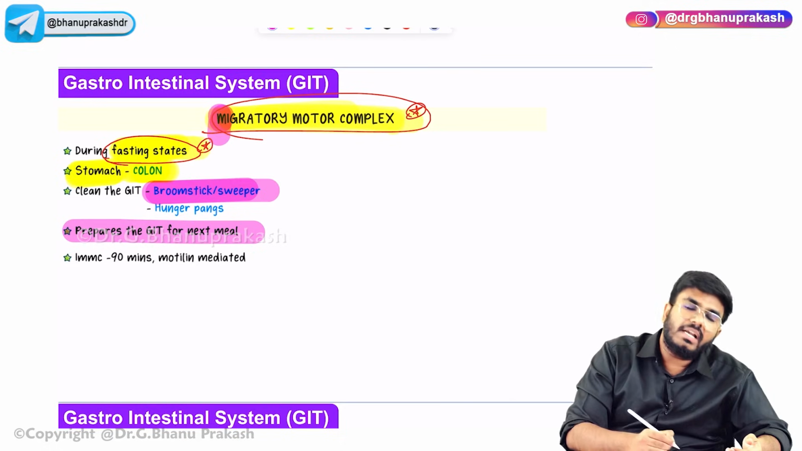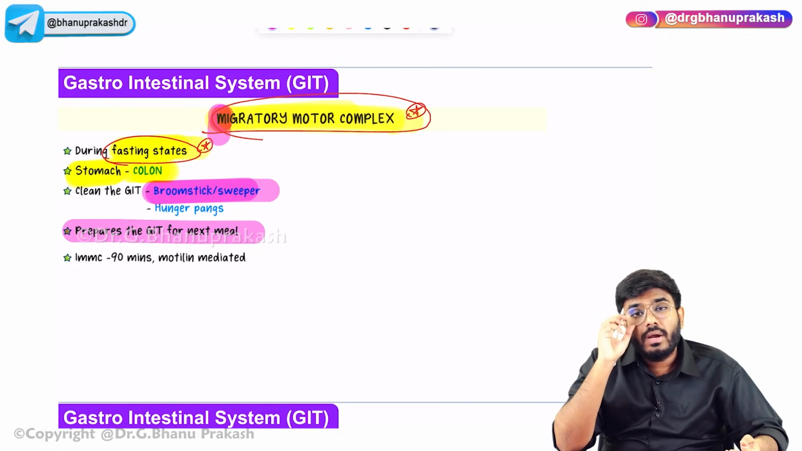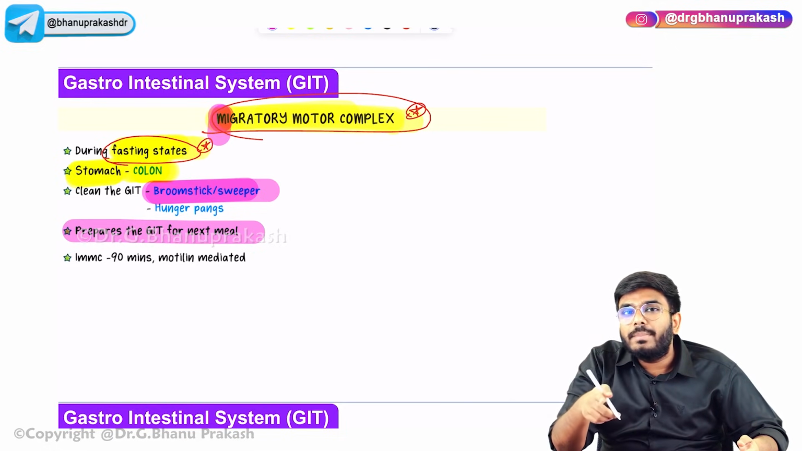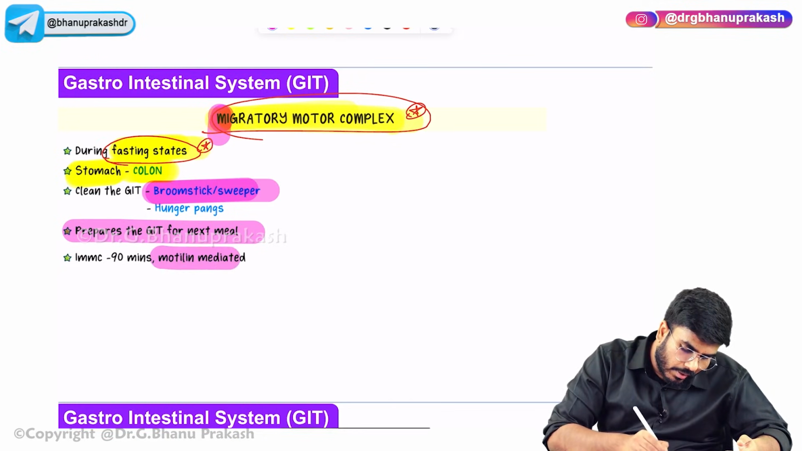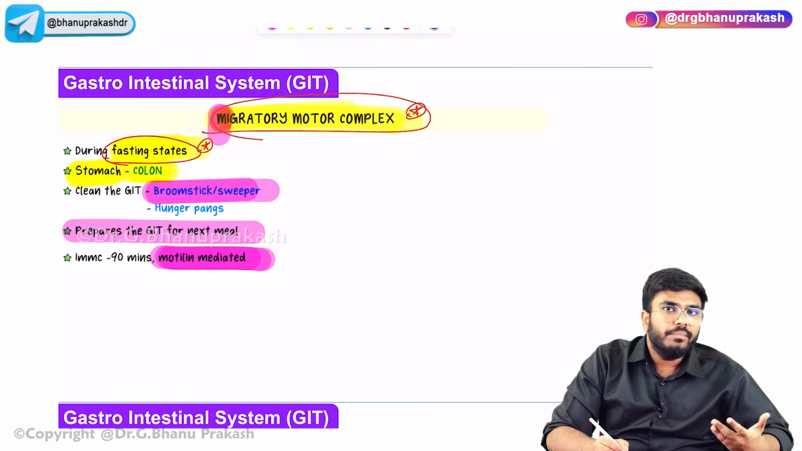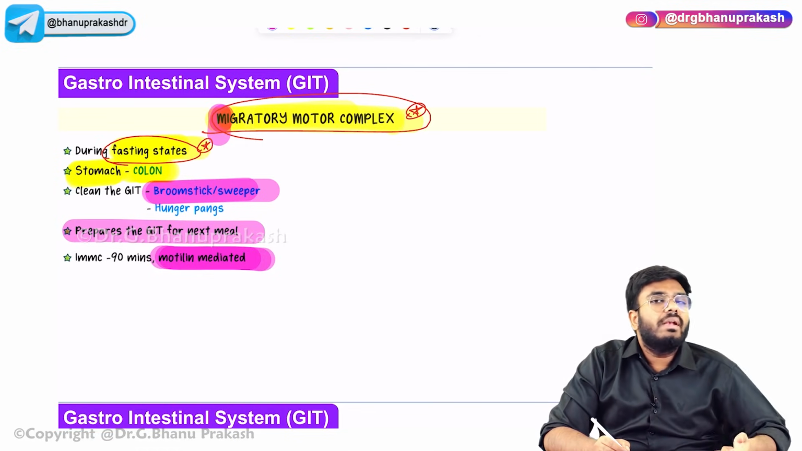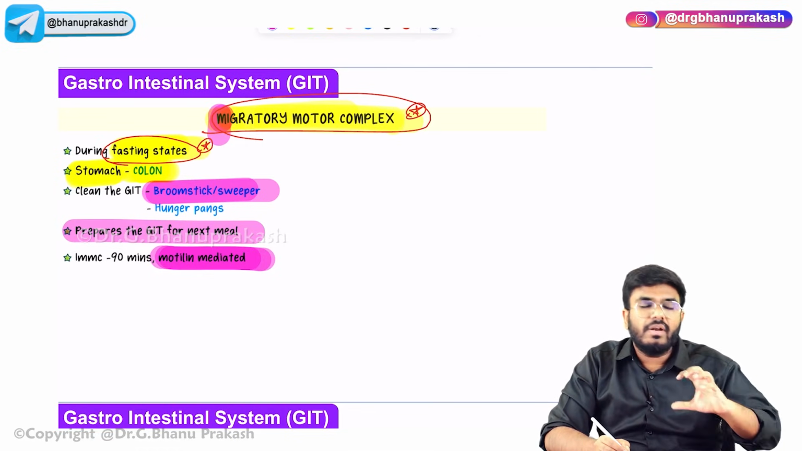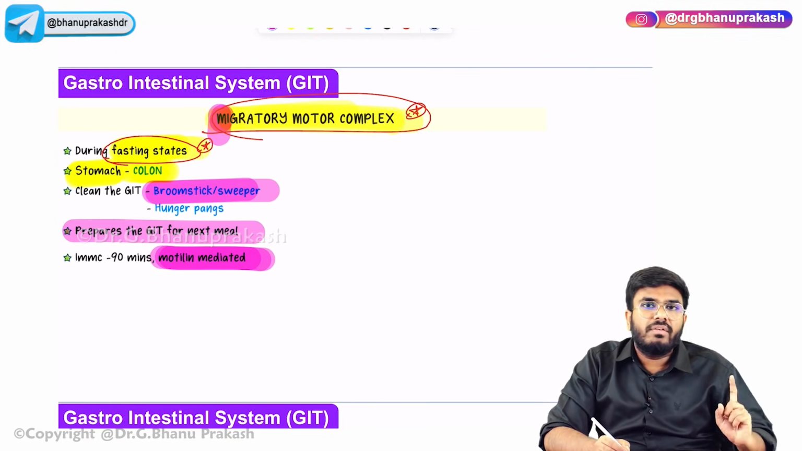Migratory motor complex starts with the letter M. So the point which I want you to know is the migratory motor complex is mediated by which hormone? Motilin. And how frequently will you get these waves? For every 1.5 hours.